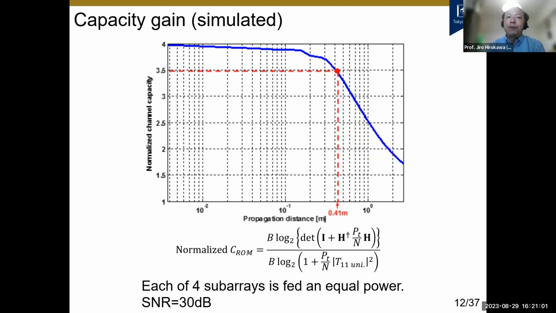Of course, we can also feed different power to each subarray, depending on the performance. But here, in order to show just the feasibility, we assume each of the four subarrays is fed with equal power. And we also assume the signal-to-noise ratio is 30 dB.